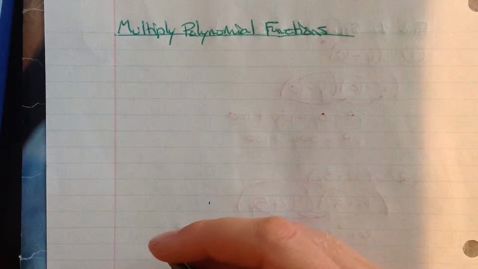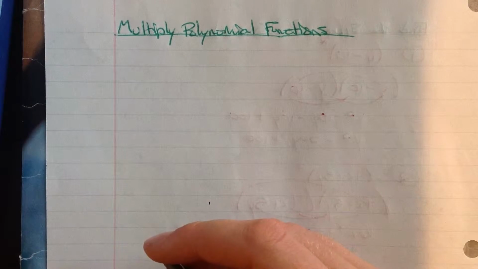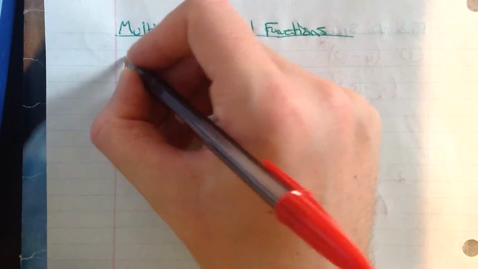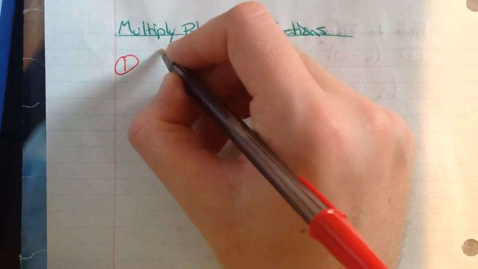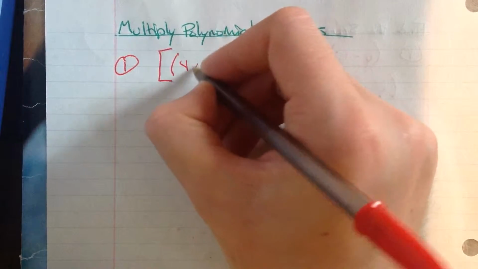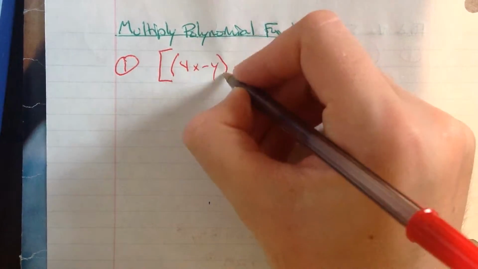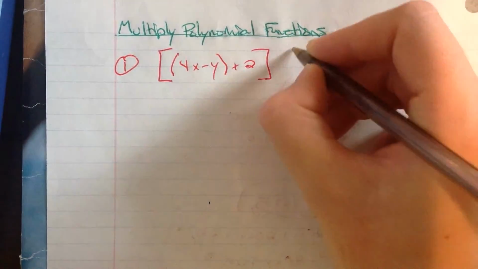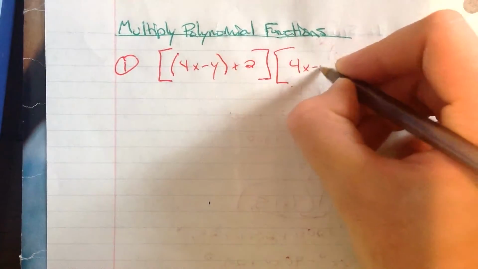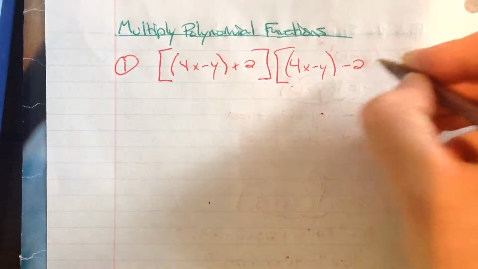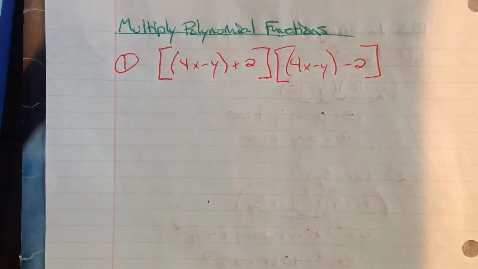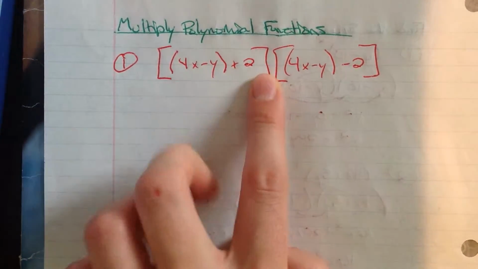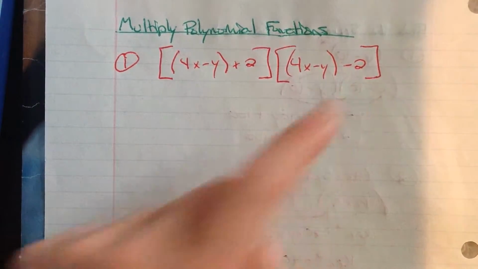Multiplying polynomial functions. These ones may look a little bit more intense. Let's start with 4x minus y plus 2, 4x minus y minus 2. There's two things we can note here. We have something plus a number, and the same something minus that same number.